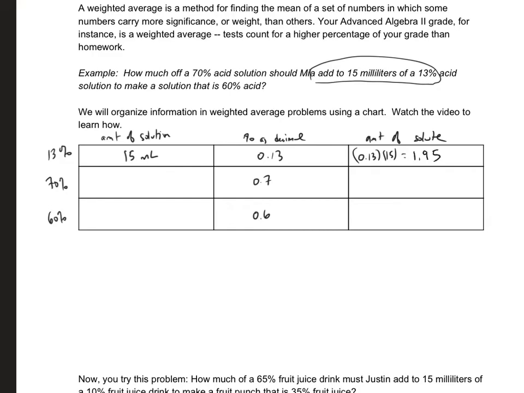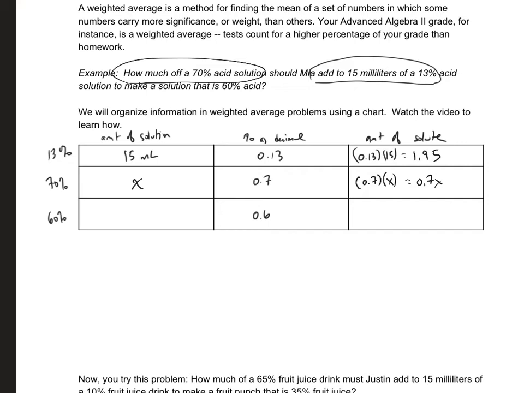When I look at the amount of solution I'm adding, which is the 70% acid, I don't know how much I'm adding, so I'm going to call that a variable x. I calculate the amount of solute the same way: I multiply the concentration, 0.7, times the amount of solution, and that gives me 0.7x. Now, the third row is a little bit different because it was formed by taking the first row and adding the second row.